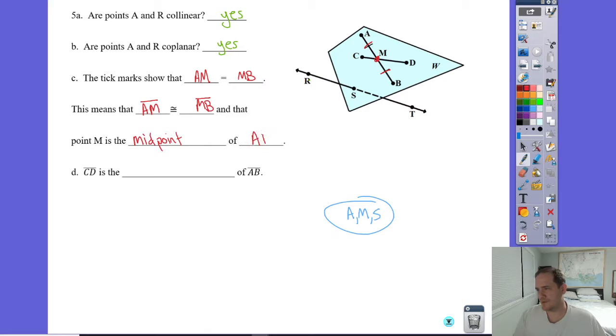The midpoint means, obviously, the point that's right in the middle. It means it's the point that cuts the segment into two smaller segments that are both congruent to each other. That's what a midpoint is.